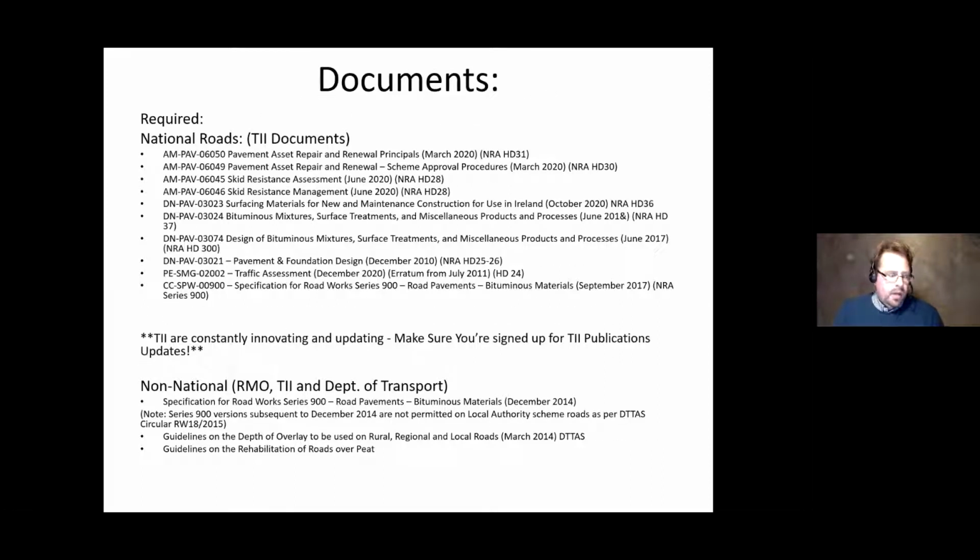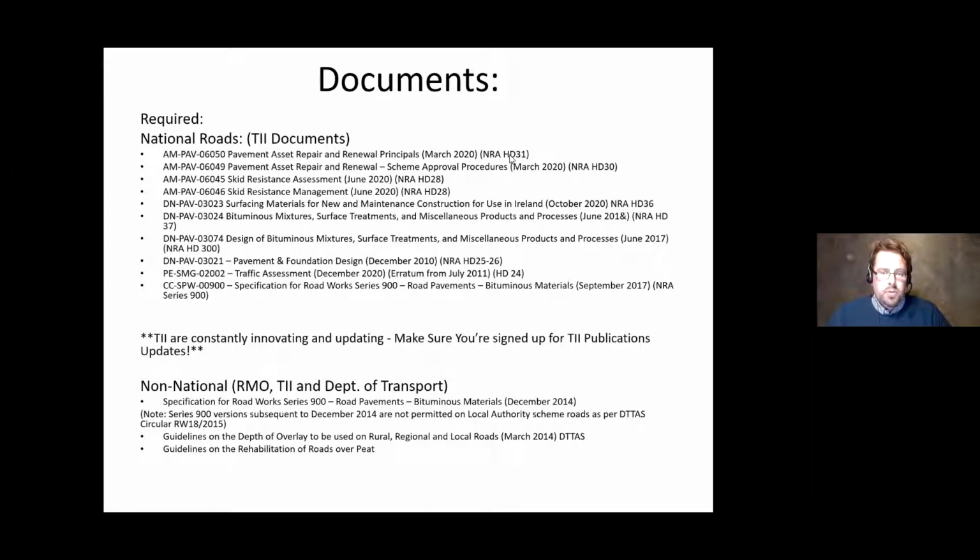So I'm going to highlight some critical documents that are in use here. The majority are from national roads. As you see there, I'm not going to list them all out, but in terms of doing PARR reports, the critical ones to know are HD31. Sorry, I'm going to reference the old currency. Effectively, they're now referenced under these guidance numbers, AM, PAV, etc. But most of us will know them by the old currency.